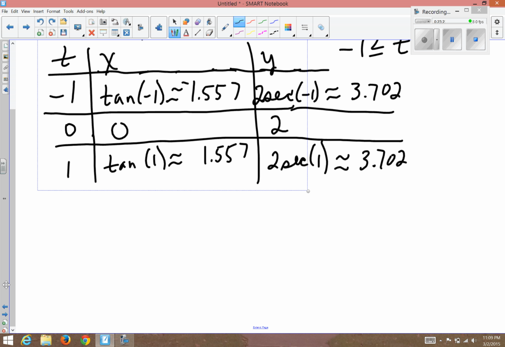You use t's to get the x's and the y's, but sketching the graph, you just use the x's and the y's. Don't use the t. So left 1.557, up 3.702, 0, 2, and 1.557, 3.702. Points start here, go to there. There's no points after this or before this one. That's the parametric curve.